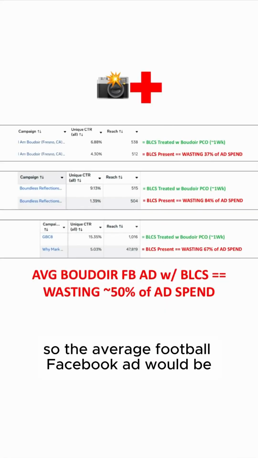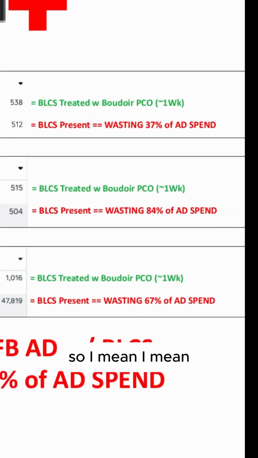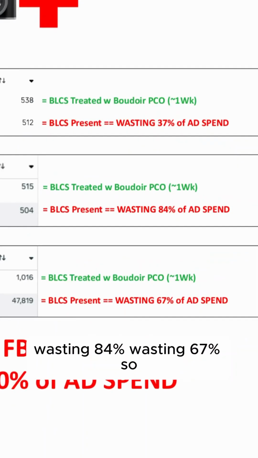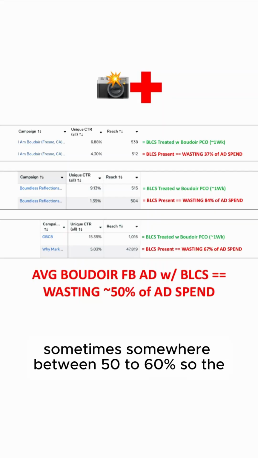So the average boudoir Facebook ad with BLCS is wasting about 50% of its ad spend. So I mean, look at these numbers here: wasting 37%, wasting 84%, wasting 67%. So the average there is somewhere between 50 to 60%.